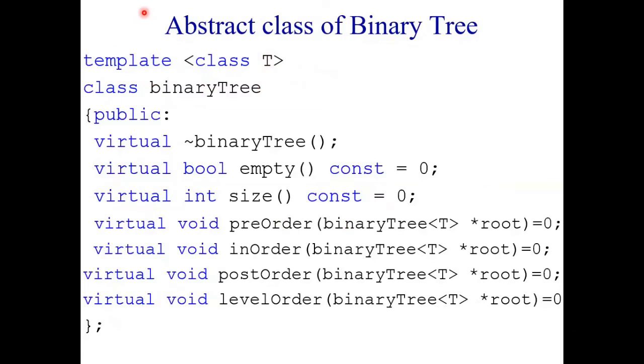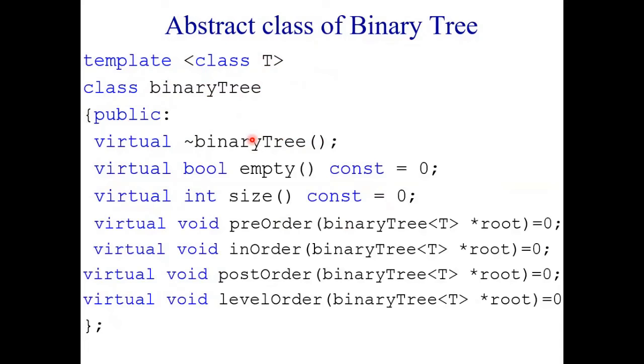To represent arity using a C++ class, that is what your abstract class is. What actually is an abstract class? An abstract class is nothing but a class that holds pure virtual functions. So this is my abstract class, binary tree, with a public virtual destructor.